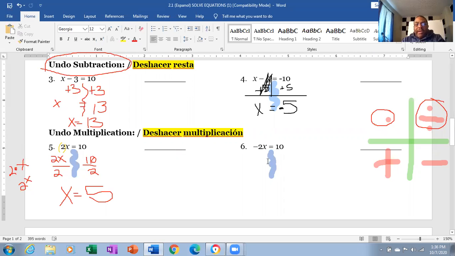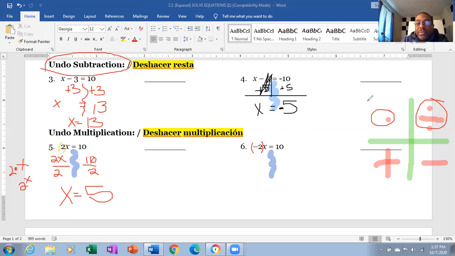Okay. And number 6. -2x equals 10. -2x igual 10. So negativo 2x es negativo 2 por de x. In other words, it's -2 times x. There's really a parentheses there. It's really -2 times x.